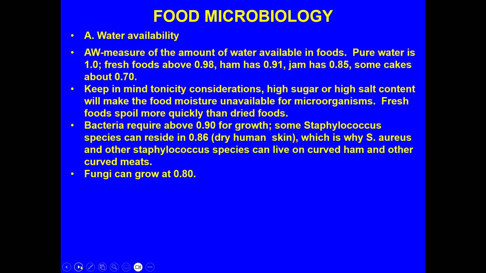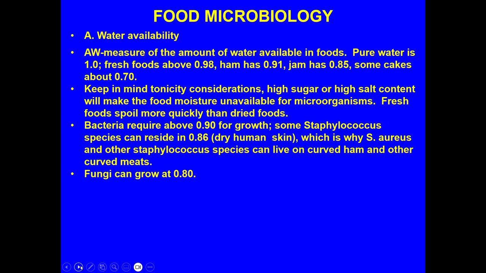Now, there is a factor you need to be very aware of. It's called AW, or water availability. Sometimes you'll have a capital A, and the W will be sort of a subscript below it. What is this? This is the measure of the amount of water available in foods. Now, pure water obviously is 1.0. A lot of fresh foods are about or above 0.98.